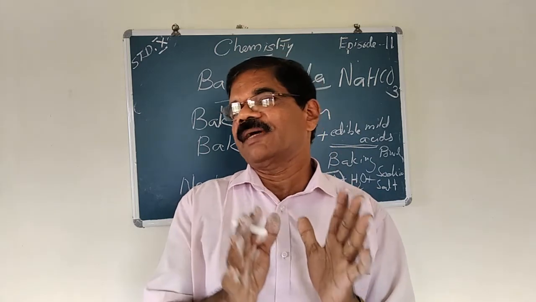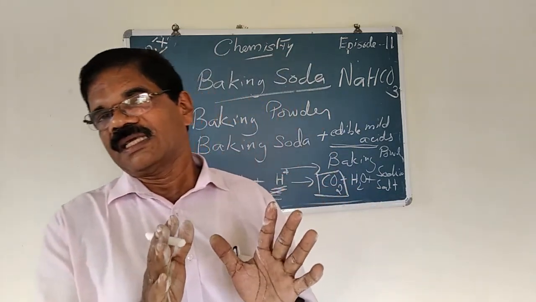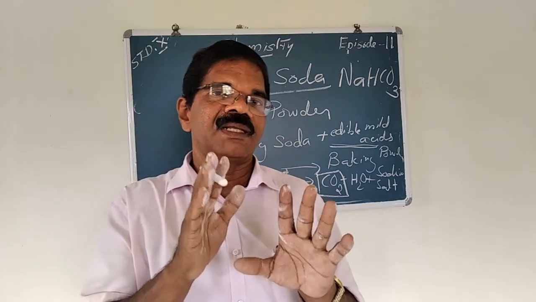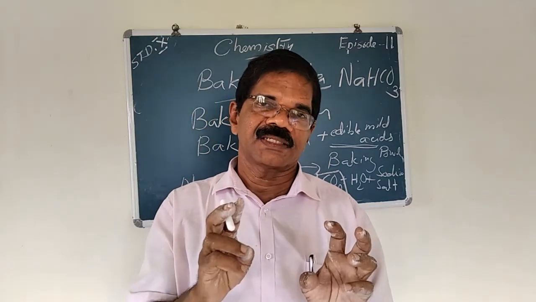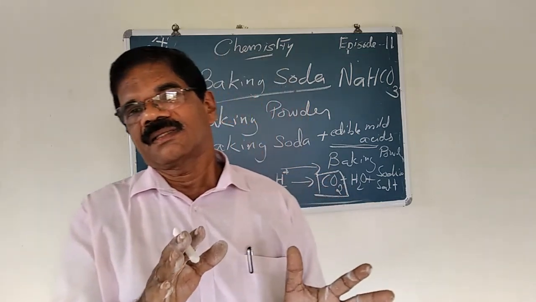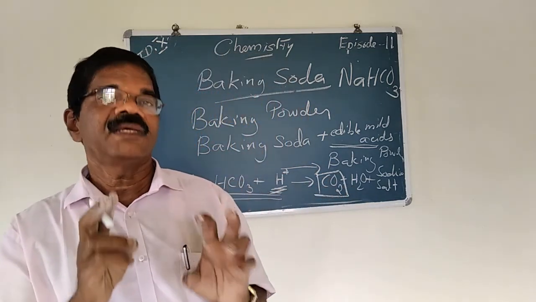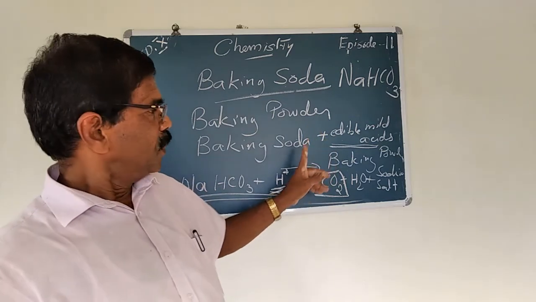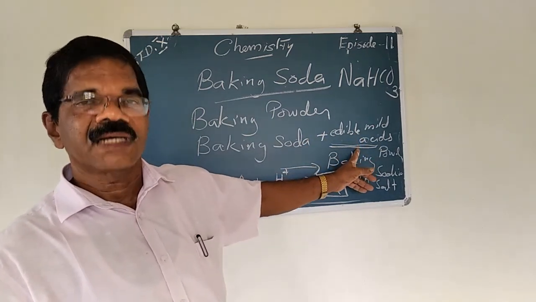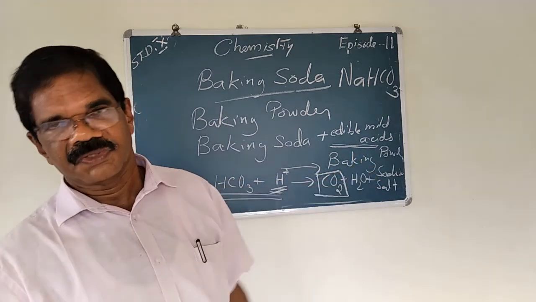Whenever you see a fire extinguisher, you must remember that for a fire to be extinguished, there must be the presence of carbon dioxide gas. Carbon dioxide gas removes the oxygen, so the fire is extinguished. So why is it used in fire extinguishers? It reacts with the acids and produces carbon dioxide, which helps extinguish the fire.